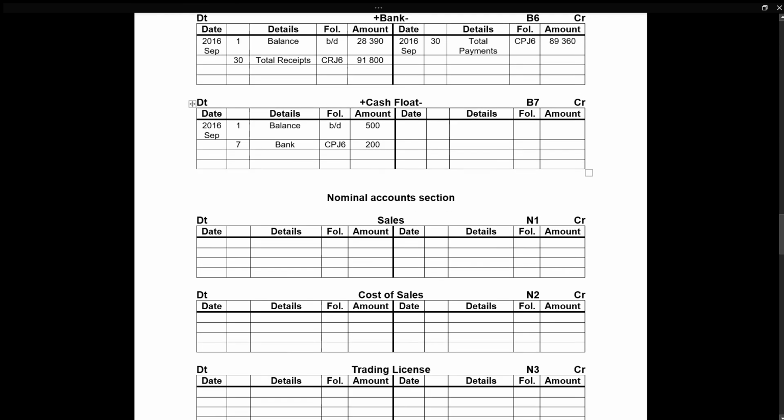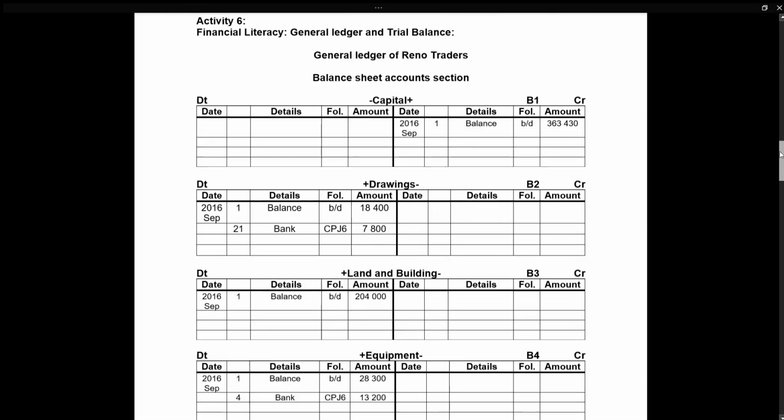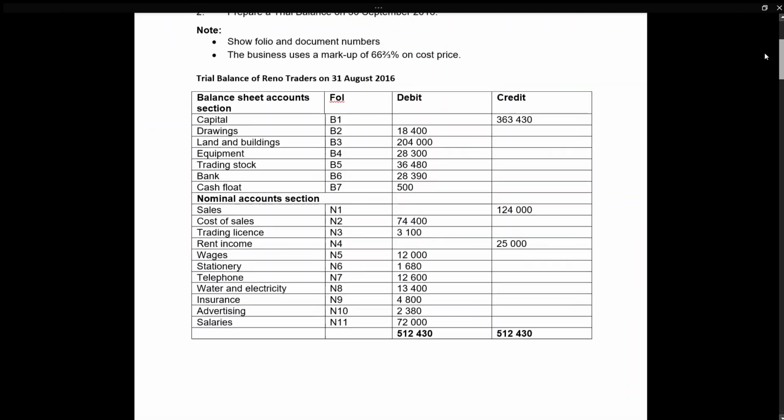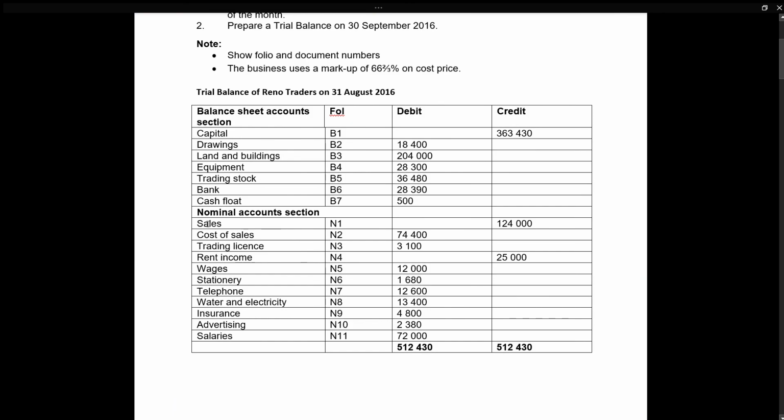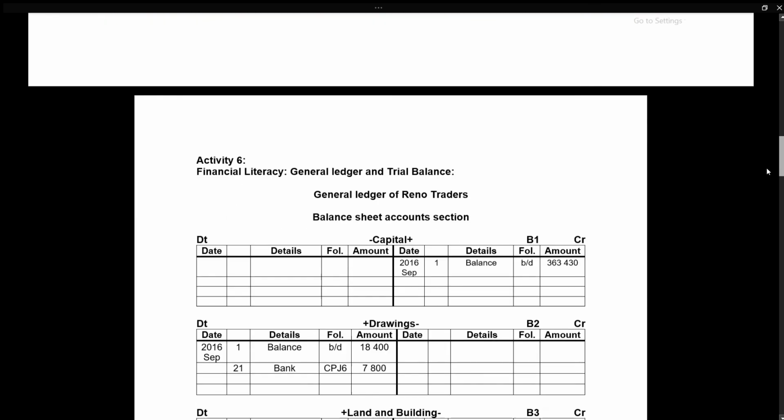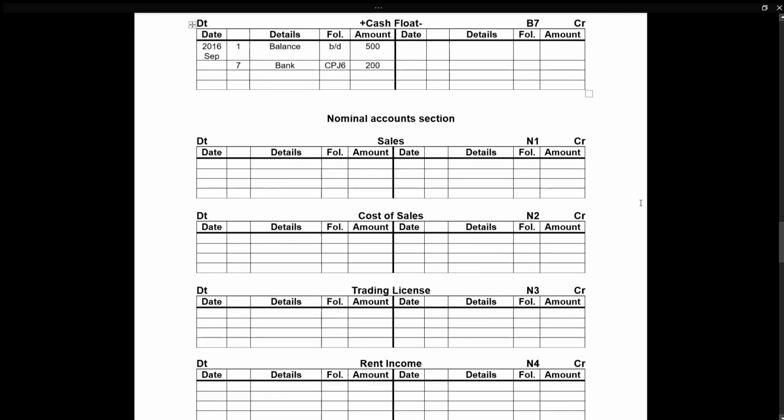Right, then sales. Let's see if we have an opening total. Remember, we're in the nominal account section, so things will change a bit now. Sales, it has a credit total of 124,000 Rand. Right, so credit total.